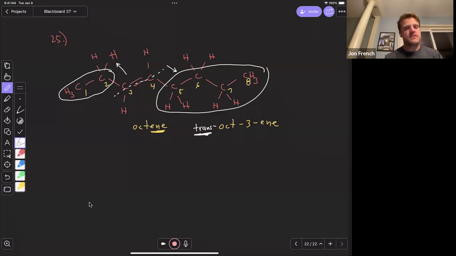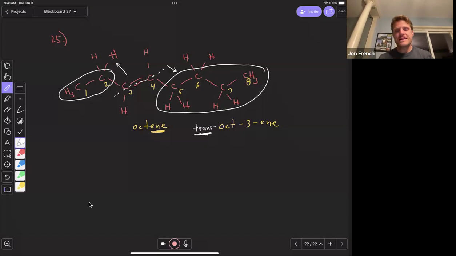Question 27. You're basically repeating the same unit over and over and over again. So it's a homopolymer, because it's the same building block that you're repeating for question 27.